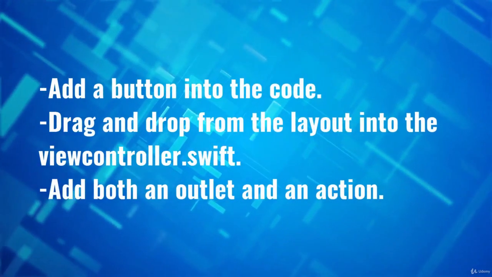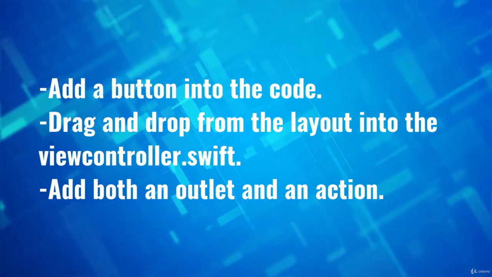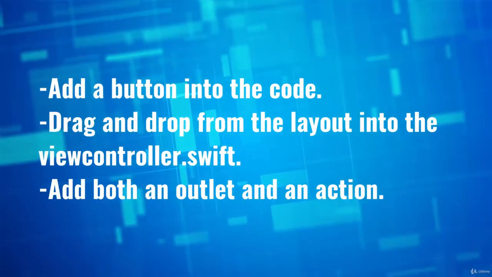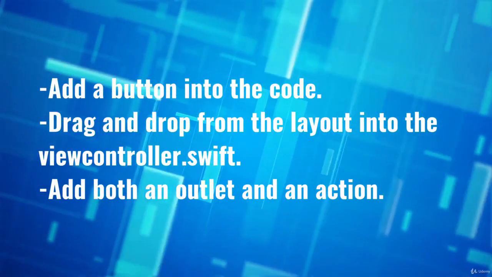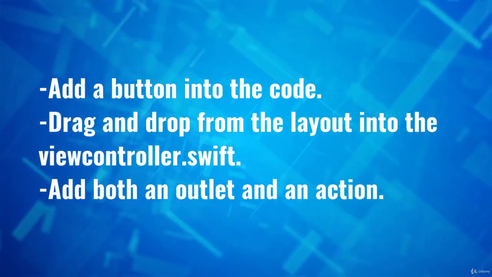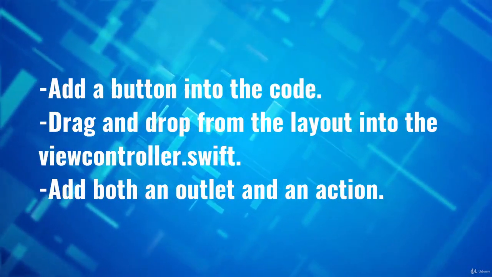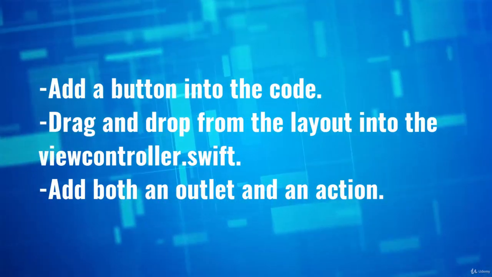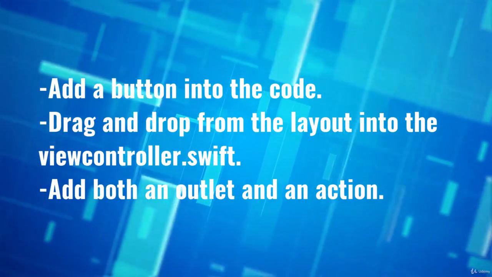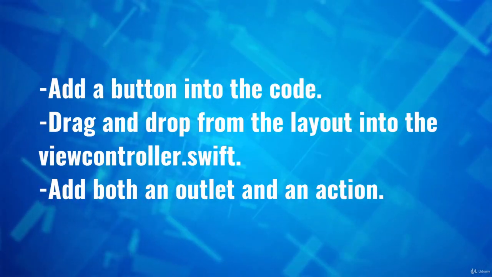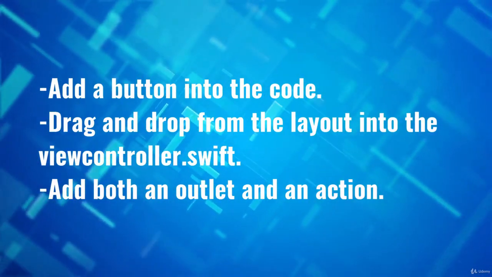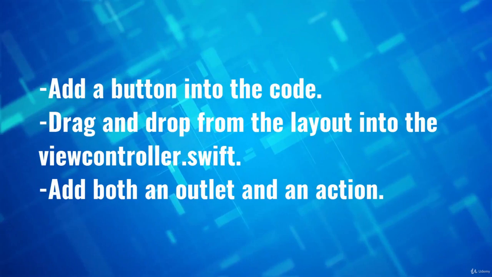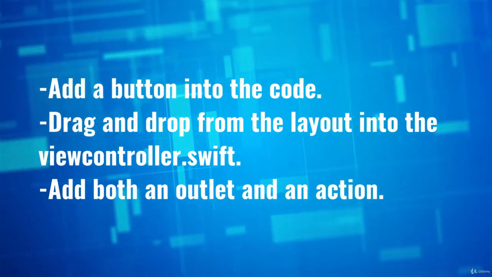Okay, so for this part we're just going to add the button into the code. So we have it already in the layout and already set up. We adjusted a few of the properties in the attributes inspector and the size inspector. Now we're going to add it to the code so that we can actually write functions that will change stuff once the app runs. So we're going to just drag and drop it from the layout, so from the main.storyboard into the viewcontroller.swift. And we're going to add two instances of it this time.